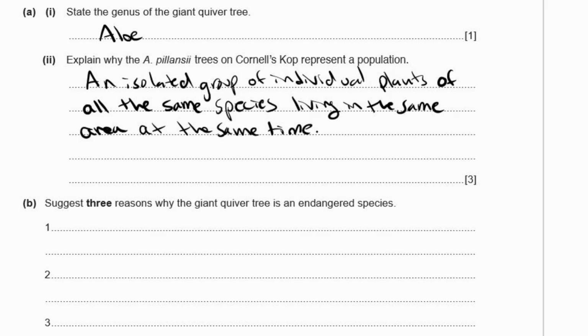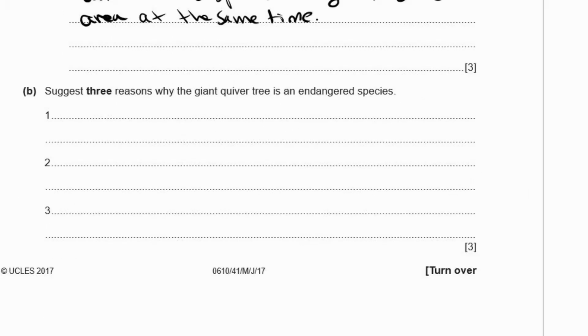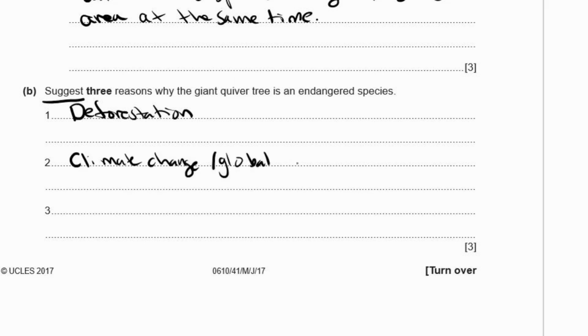All right. B. Suggest 3 reasons why the giant quiver tree is an endangered species. Okay, it only wants 3. There's lots you can choose from, but the key word there is suggest. And suggest means it may not be true. You're just trying to think about what could be reasonable. Okay, there could be deforestation. So it could be cutting down trees. Okay, it could be because of climate change or global warming. Choose one. Don't write down both. Okay, that'd only be 1 mark.